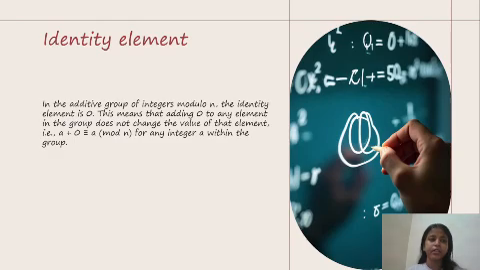Identity element. In the additive group of integers modulo n, the identity element is 0. This means that adding 0 to any element in the group does not change the value of that element. a plus 0 is equivalent to a mod n for any integer a within the group.